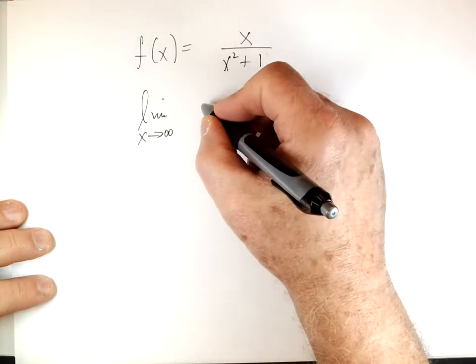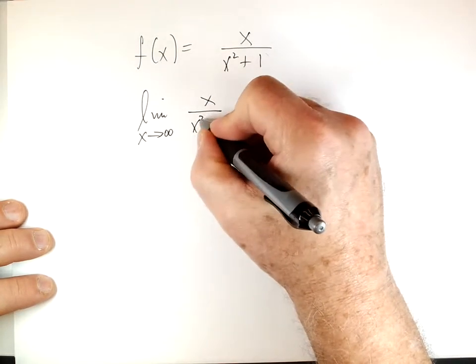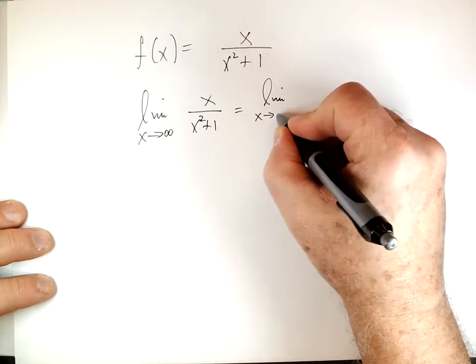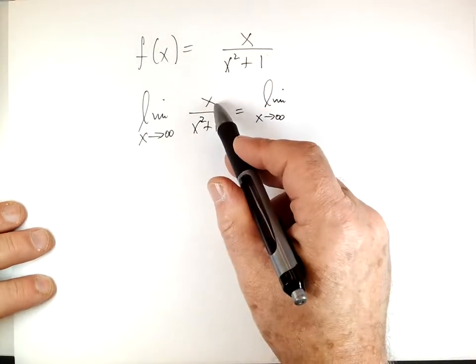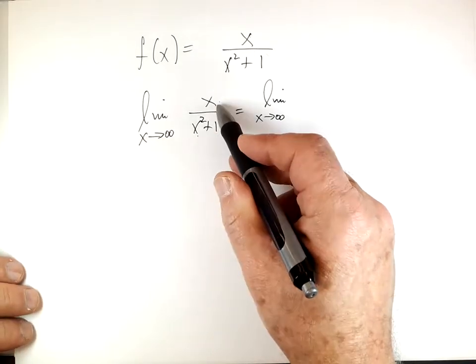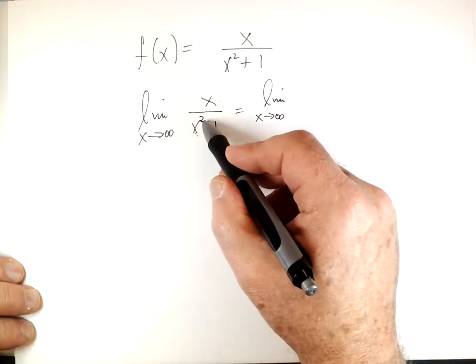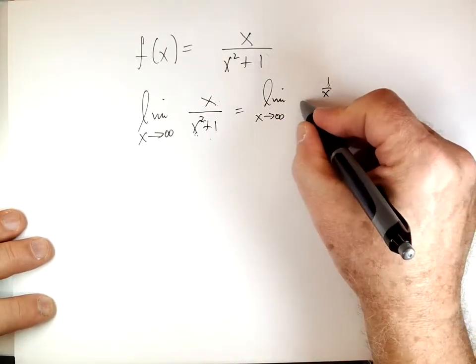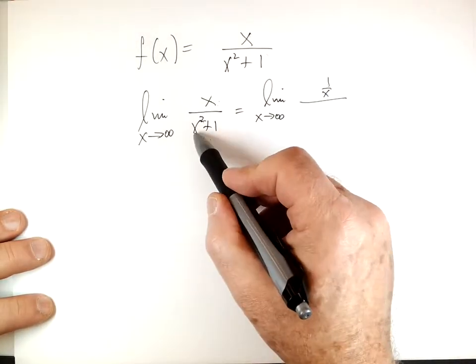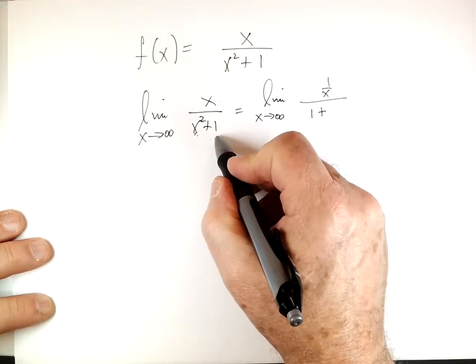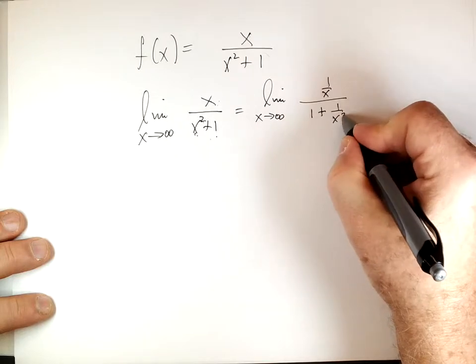Here's what we're going to do. Watch this. What I'm going to do is divide the numerator and denominator by x squared. I'm going to divide the numerator and denominator by the highest degree that we have in the numerator or denominator. That's the x squared. When I divide the x by x squared, I'm going to have 1 over x. When I divide the x squared by x squared, I get 1. And when I divide the 1 by x squared, I get 1 over x squared.